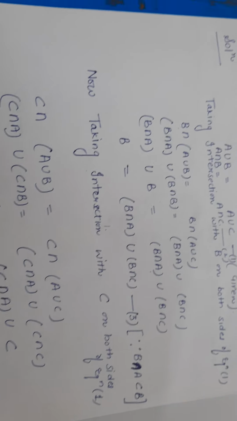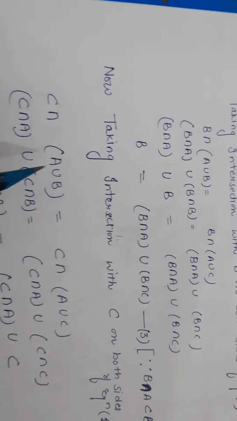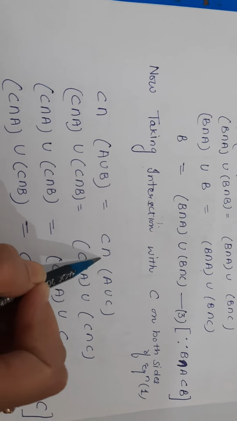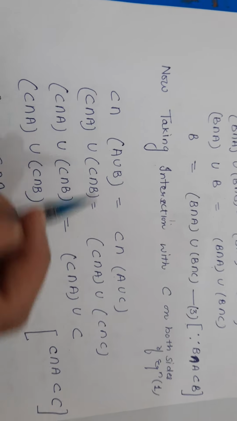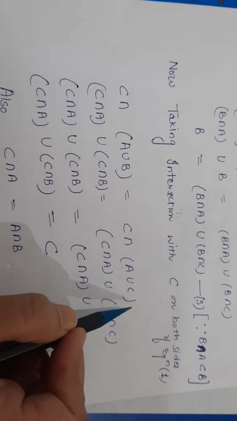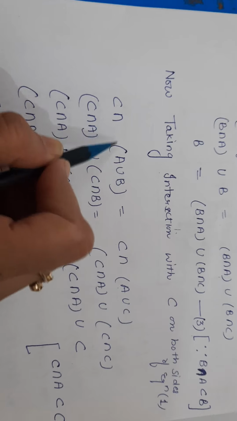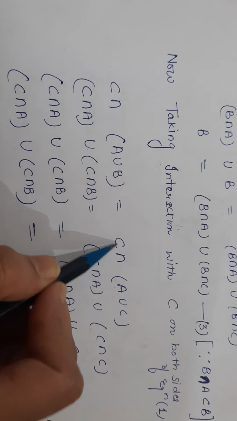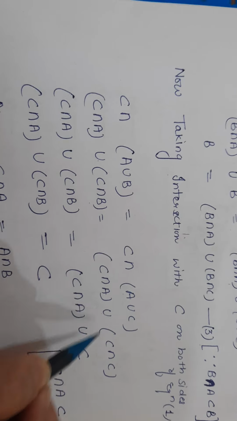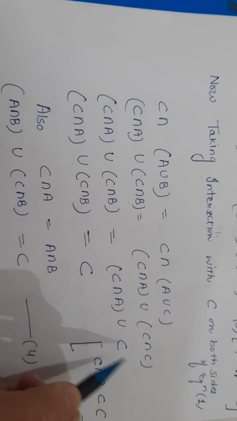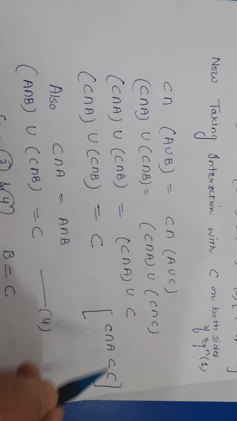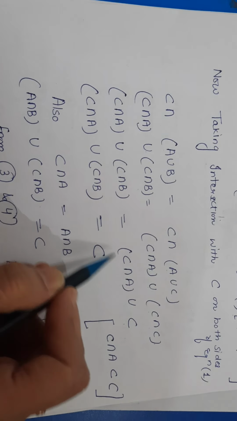Now second time take intersection with C on both sides of equation number 1. So this is C intersection (A union B) equals C intersection (A union C). Again use distributive law on both sides. So this is C intersection A union C intersection B. This is equal to C intersection A union C intersection C. Now this is equal to C. As C intersection A is a subset of C, so the union is equal to the larger set C.